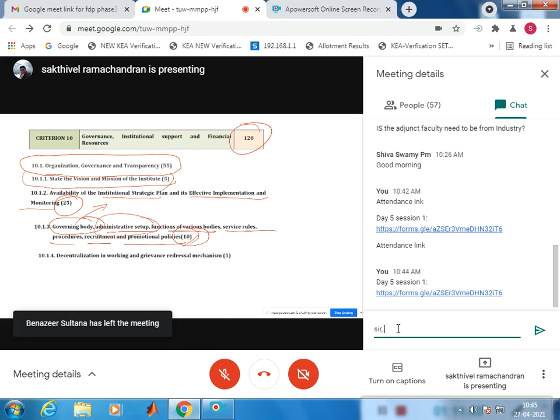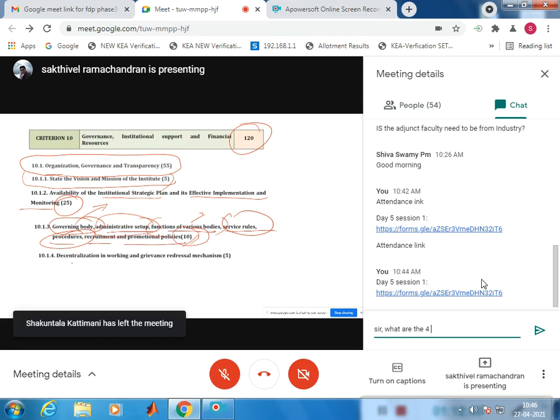Administrative setups, like how it is being done, starting from principal, head of the department, all those functions of various bodies, like the different committees being constituted, say the anti-ragging committee, grievances redressal committee, sexual harassment committee, all these different committees. How many times have these committees met, with their minutes of meeting, dates, members who have signed, what are the recommendations, how many have been resolved. Those documents need to be filled up. Service rules, procedures, norms for promotions, those ideas.